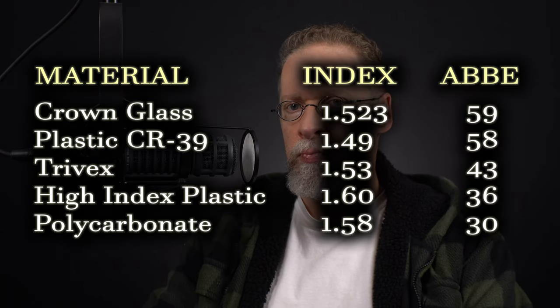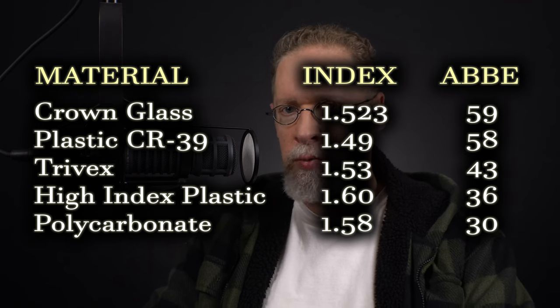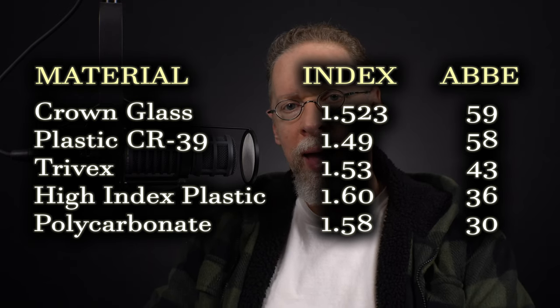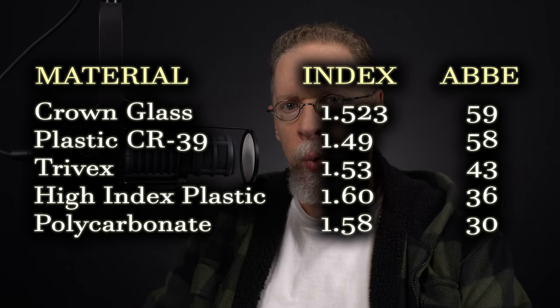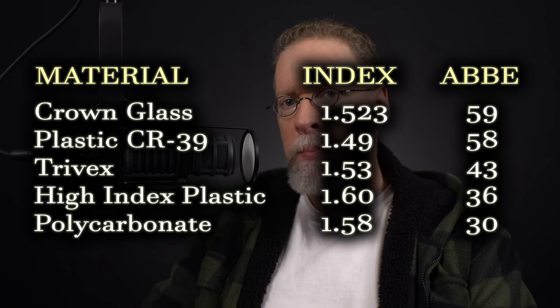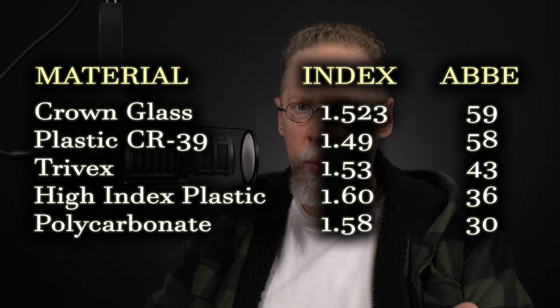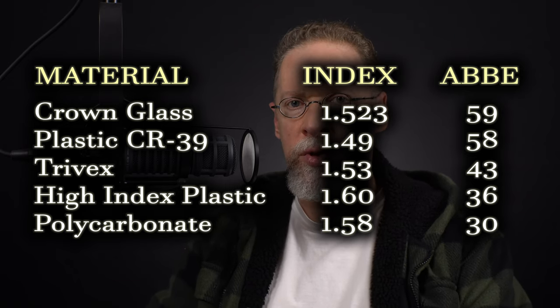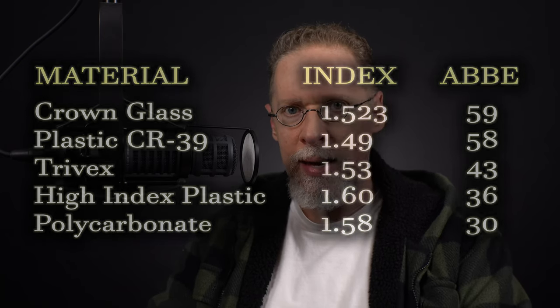Hey, how's it going? Well, I can't remember exactly how long ago it was that I made a community post showing an image of this chart, showing different materials that lenses can be made out of, and their index and their Abbe value. I don't really know the exact right pronunciation for that, but the Abbe value is how accurate the lens is. The lower the number, the more chromatic aberrations you get. The higher the number, the closer it is to being an accurate representation of what you're supposed to see.